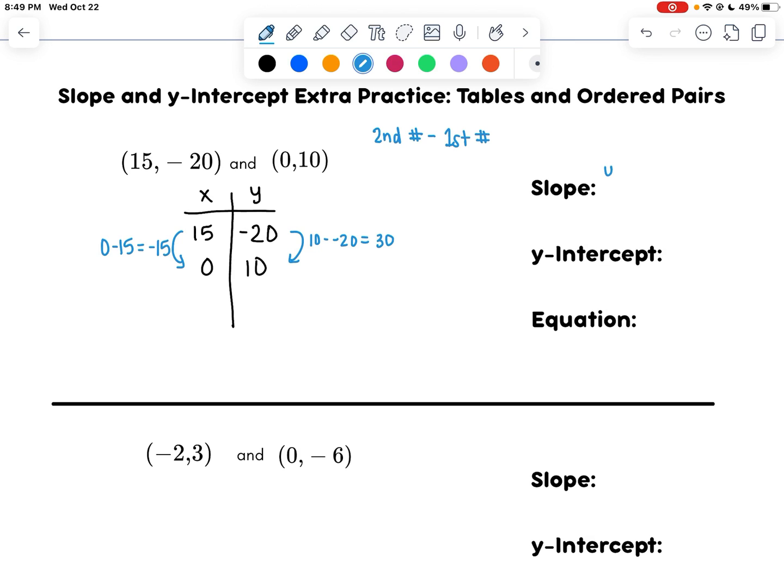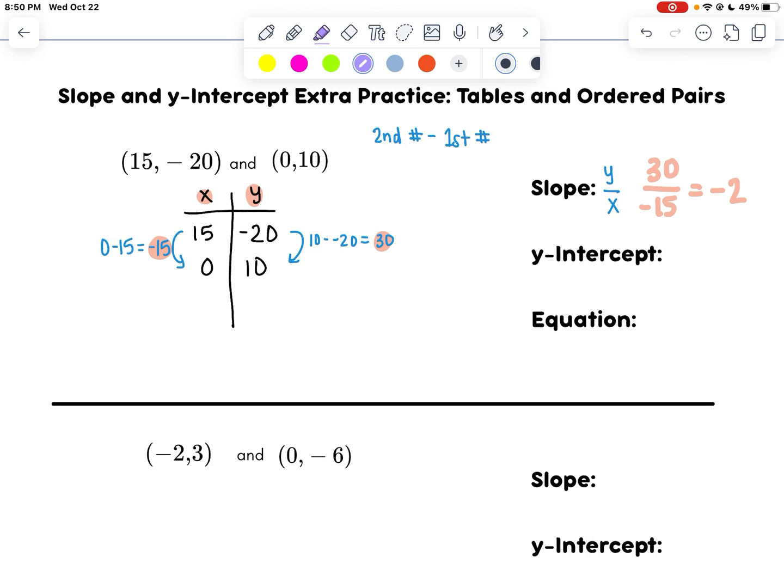My slope is always my change in y over my change in x. So my change in y is 30, because it's on my y side. So I have 30 on top. And then on my x side, I have negative 15. And I can just go ahead and type that into my calculator to simplify it. It's going to leave me with a negative 2.